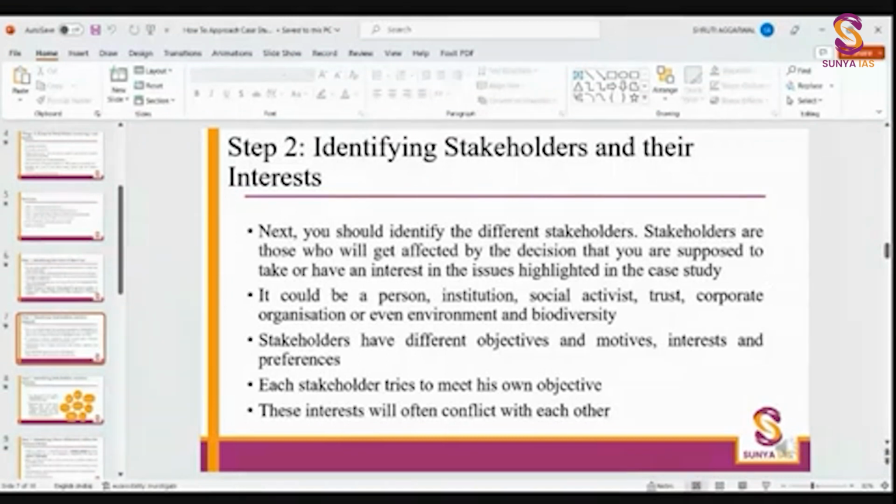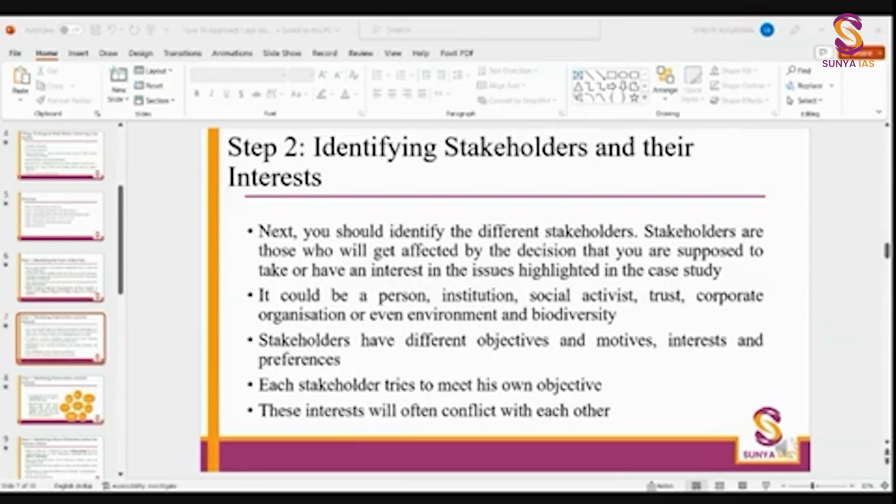Now, all stakeholders will have different objectives and motives, and they will have different interests and preferences. So, if you are asked to answer a question from a particular stakeholder's point of view, you have to think from that person's perspective, because then your interests and your preferences are going to be aligned with that personality, right? Now, each stakeholder tries to meet his own objective, and these interests will often conflict with each other, right?